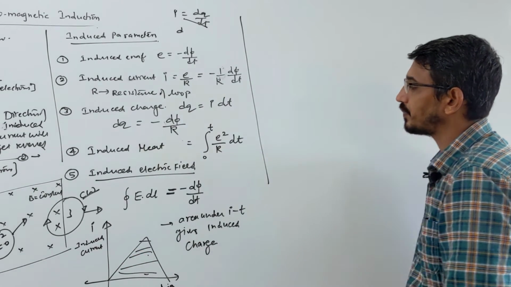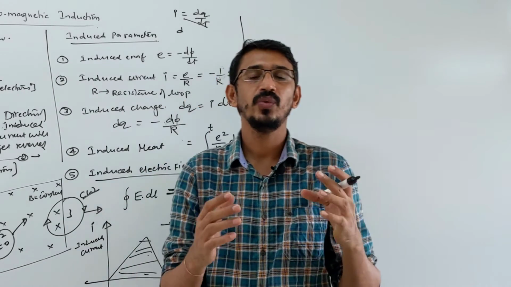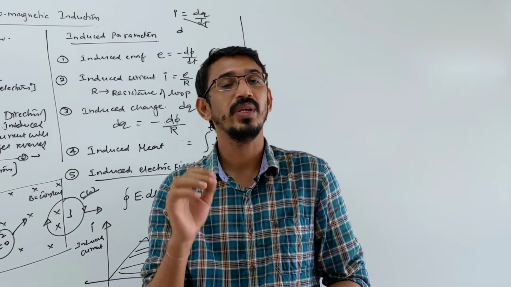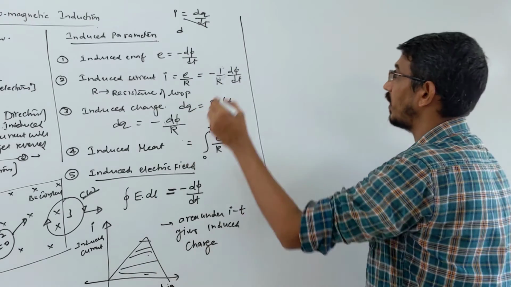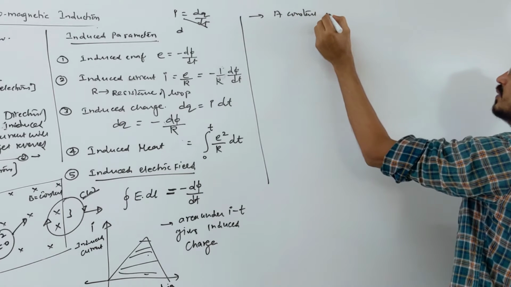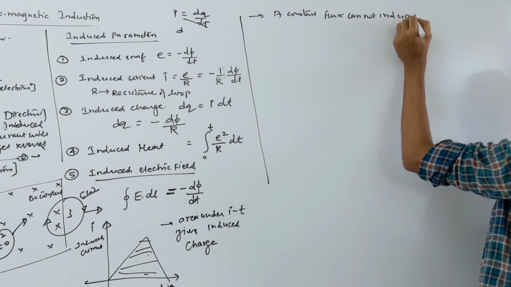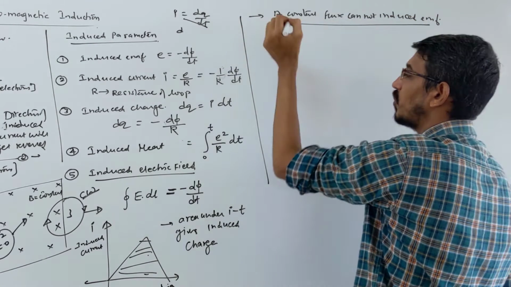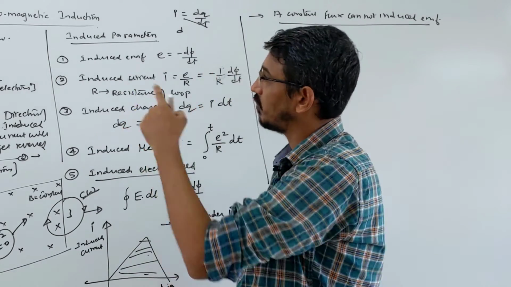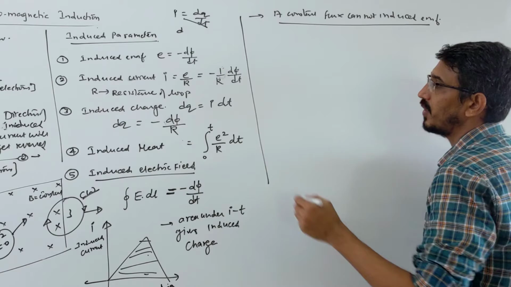Look here, once more I am reminding that if you want to get induced EMF, then you need a changing flux. So a constant flux cannot induce your EMF. So write it very importantly that a constant flux cannot induce EMF. It's a very small point, but constant flux will not induce any EMF. I give an example also sometime, like current flowing constant.